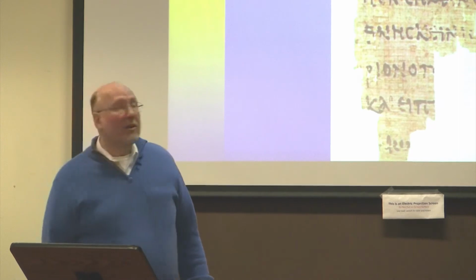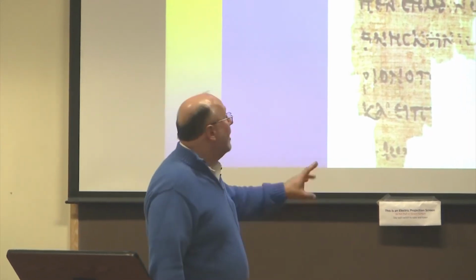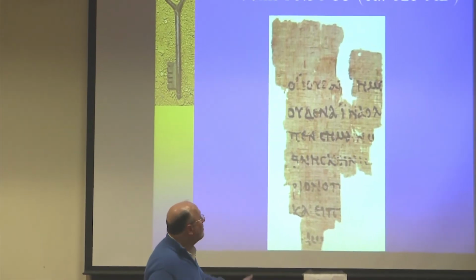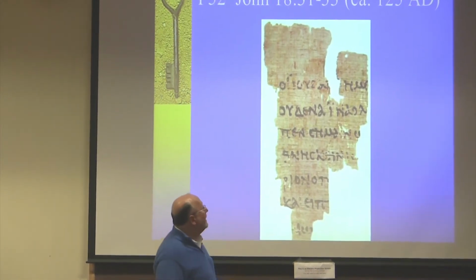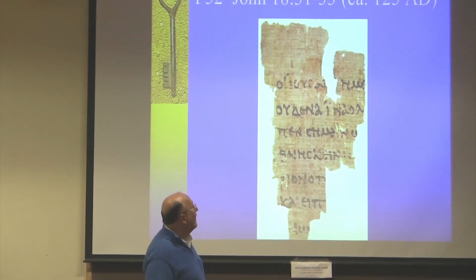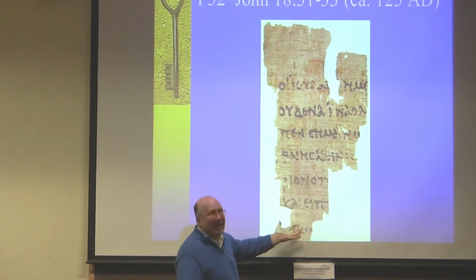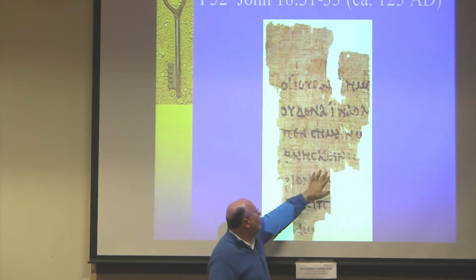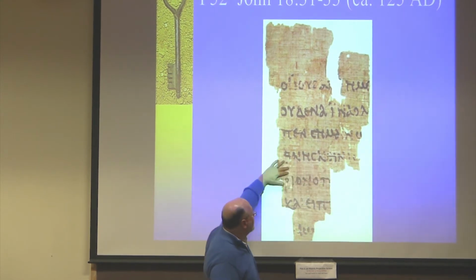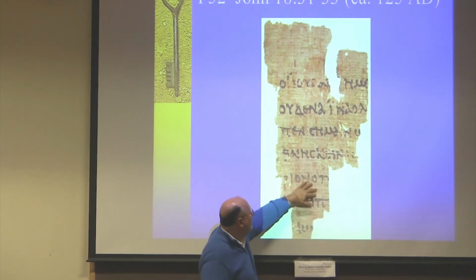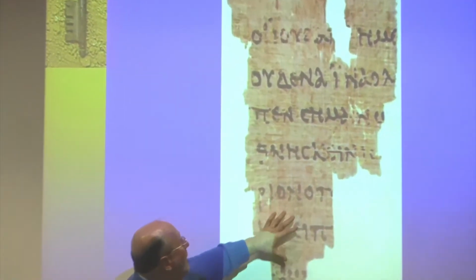So, now, here's a picture. This is a picture of P52. Very interesting picture of John chapter 18, verses 31 through 33. You can see that it's fragmentary. You see how it's broken? That's just because of the nature of the material. Can you see the little strands of the ribs of the papyrus plant? You can see the ribs of the plant going here in this paper.